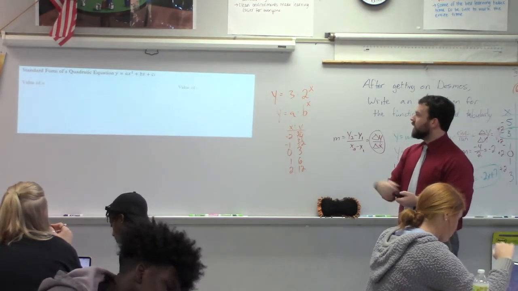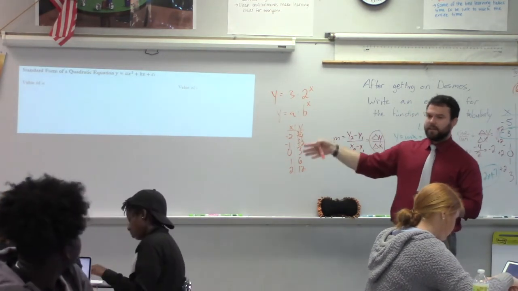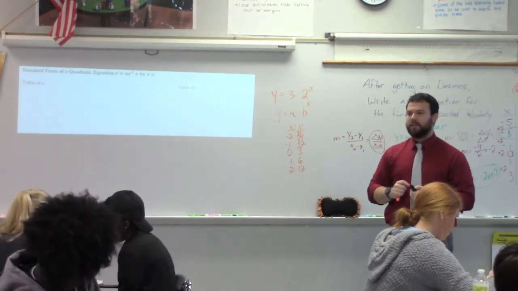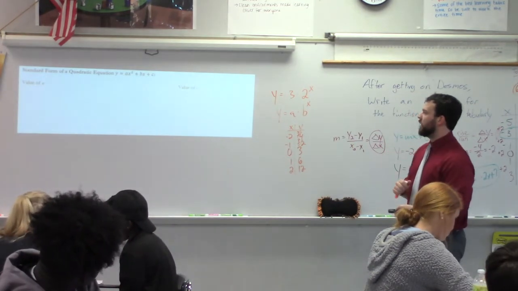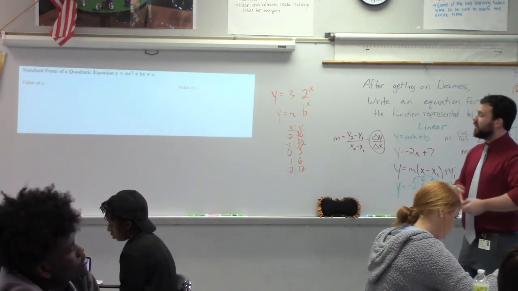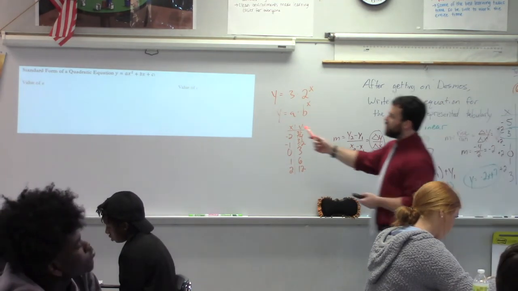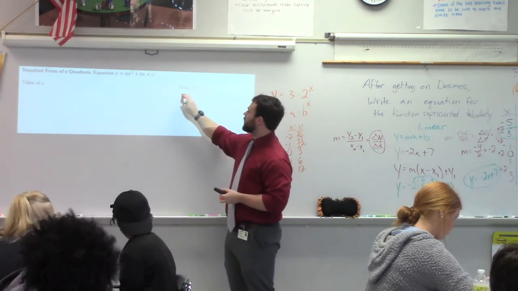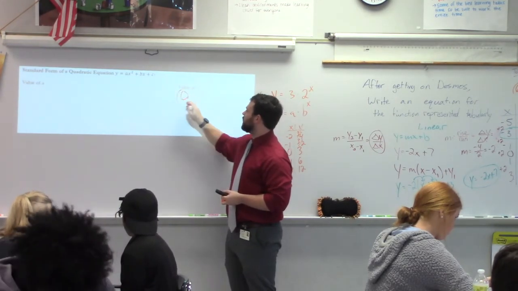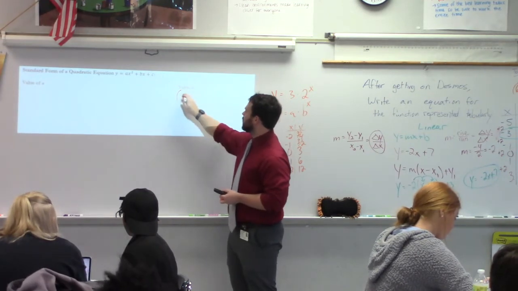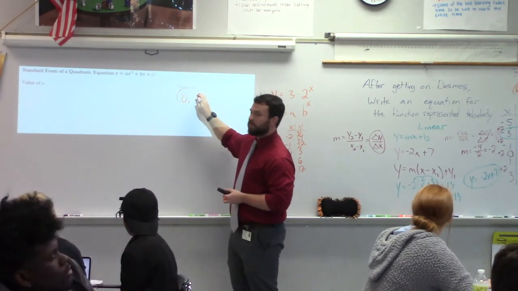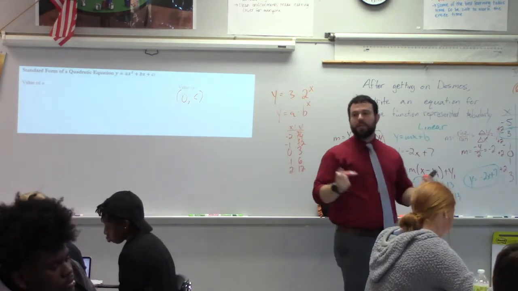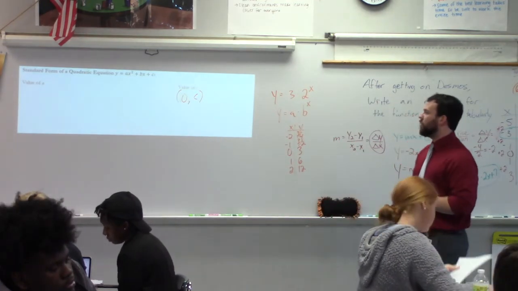Then we got to the standard form. Did anything change with a? No. Nope. A still defined the concavity. It's still vertically stretched and compressed. But then we already talked about this a little bit earlier. What was the value of C? The y value of the y-intercept. Right? So the y-intercept will always be 0, comma, C. 0, comma, C will always be the y-intercept. So if you have the standard form, you know the y-intercept.